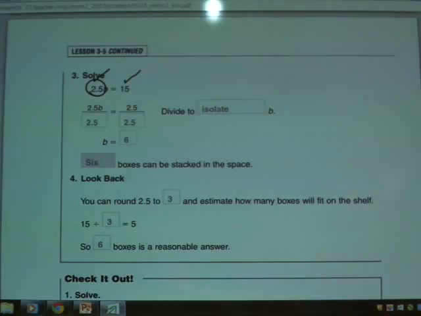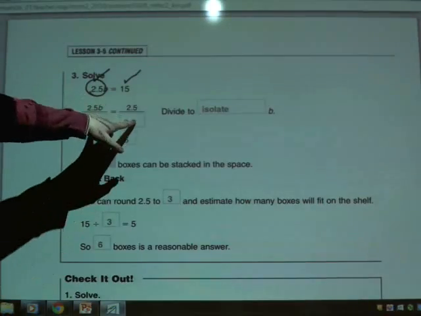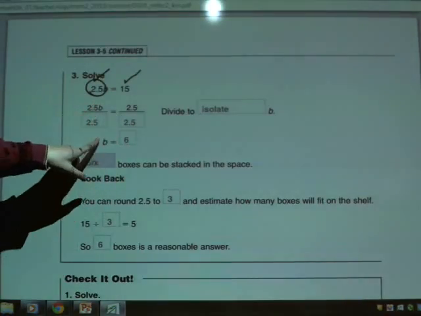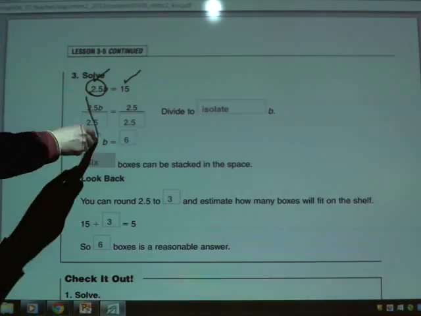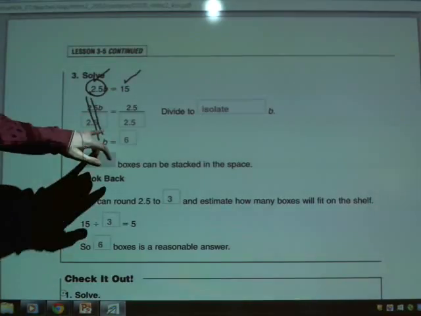How am I going to move 2.5? Well, right now this says I'm multiplying by 2.5. B is being multiplied by 2.5. So in order to move that, again, when I want to move something to the opposite side of the equal sign, I'm going to divide. So I'm going to divide both sides by 2.5, which is what you see here. I have b just left by itself then because 2.5 divided by 2.5 goes away.